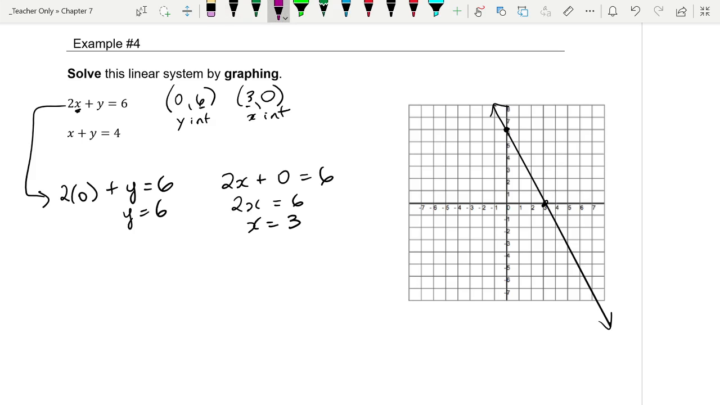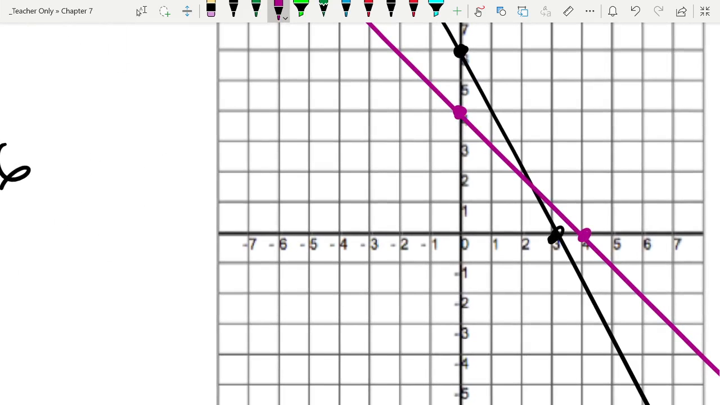Only this one doesn't even need this much work, because look, if x is 0, y is 4. If y is 0, x is 4. So I have 0, 4, and 4, 0. And this one's going to be harder because these two lines... I don't know, let's see. What do you think? You get that they cross right at 2, 2? I'm off a little bit, but okay, I'm going to guess 2, 2.